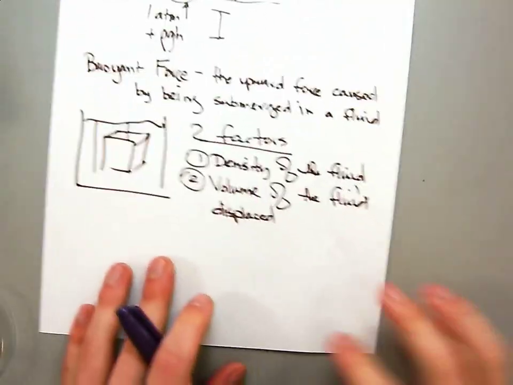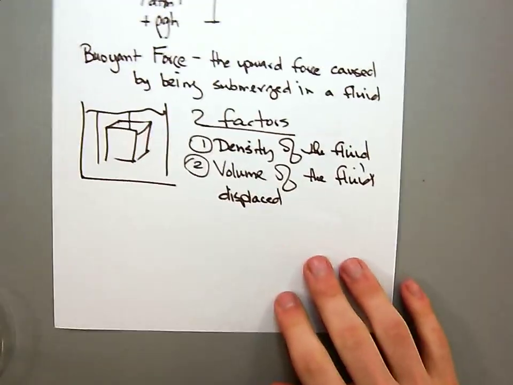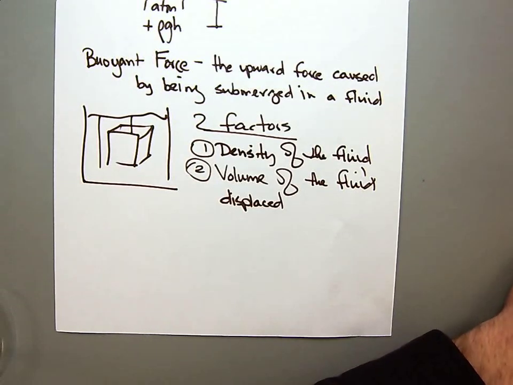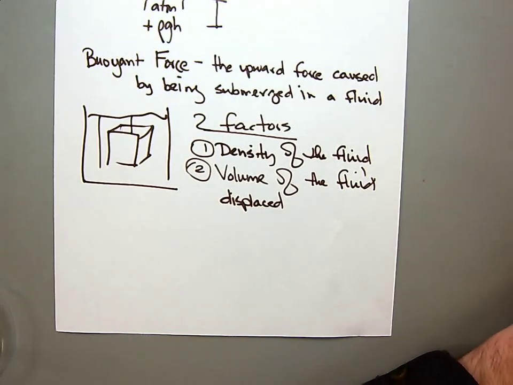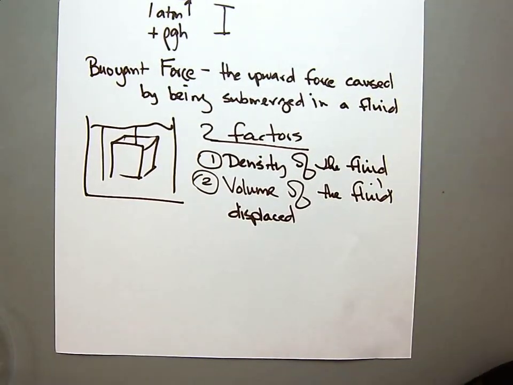Okay, so the first factor, guys, that influenced the buoyancy force was the density of the fluid. What is more dense, salt water or fresh water? Salt water. So what is better to float in, salt water or fresh water? Salt water. If you take a boat in fresh water and you're driving along, putt, putt, putt, and then you go into some salt water, what happens to the boat? It's going to rise. Okay? It's going to rise.